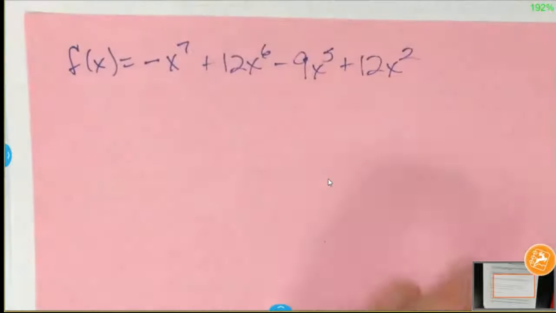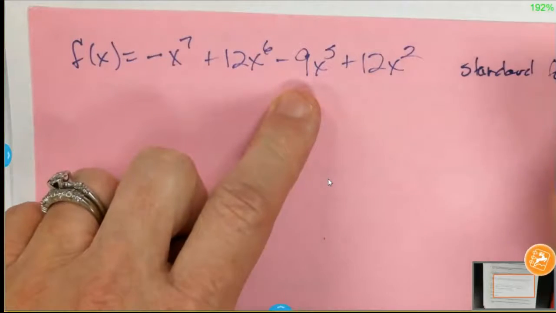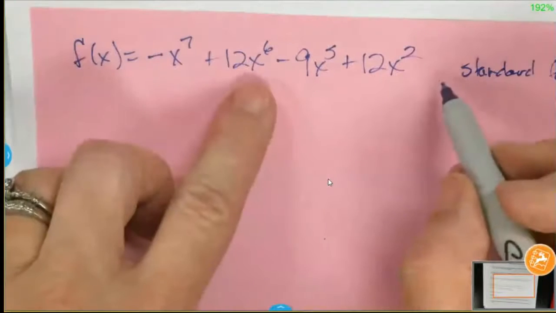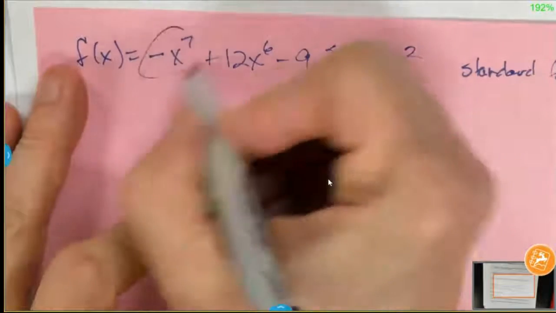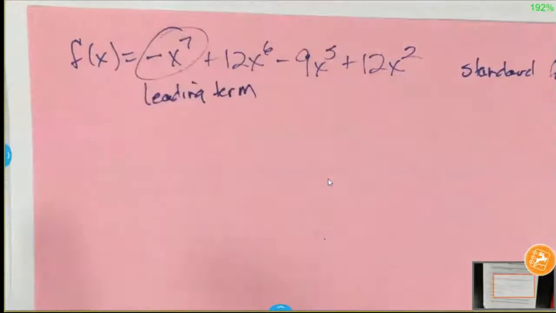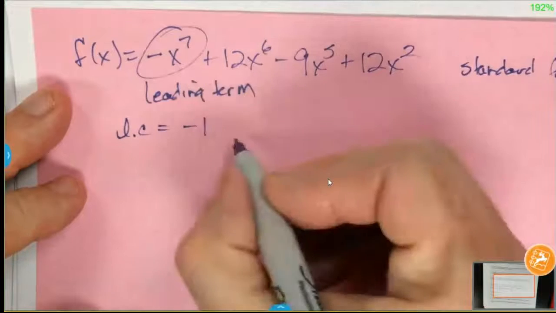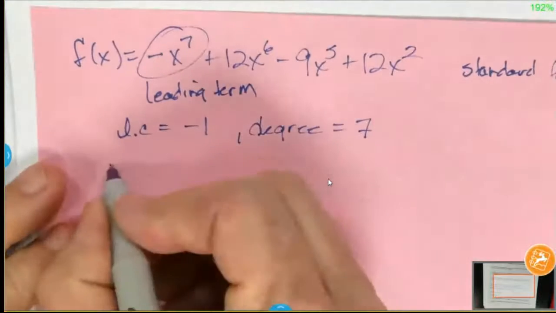If we have this polynomial, this one is in standard form, not factored form. That means that we can find our leading term and read off our degree and our leading coefficient without having to do anything. For our leading term, we're looking at which term has the highest power of x. That would be this first one. From that, we can read off our leading coefficient. Our leading coefficient is just going to be -1. Our degree is 7. From those two things, we can figure out what our end behavior is.